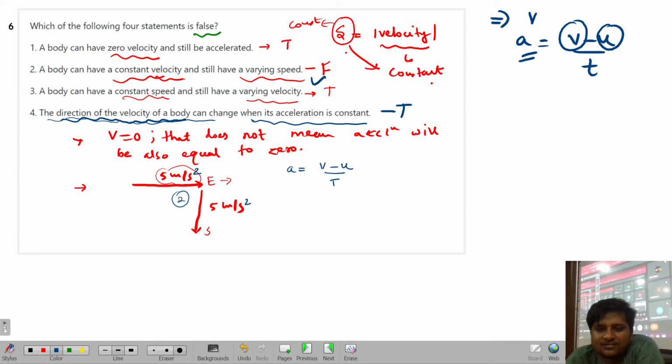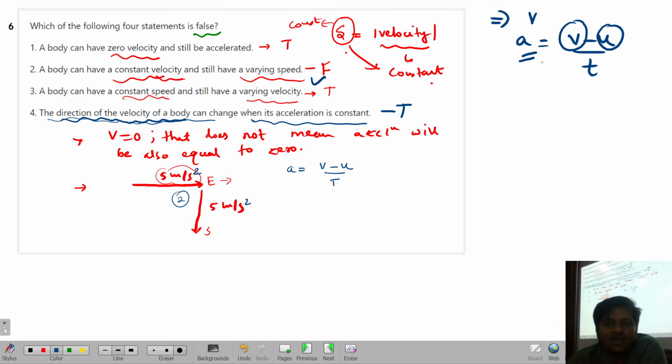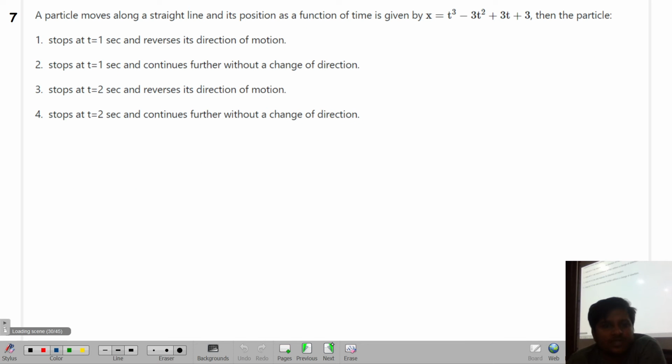Harsita, was that okay? So remember that whenever the direction of the velocity is changing, the magnitude of velocity will not change, and therefore the magnitude of acceleration will also not change. Okay? Moving to the next question. Solve this question, question number 7. This question is on you.